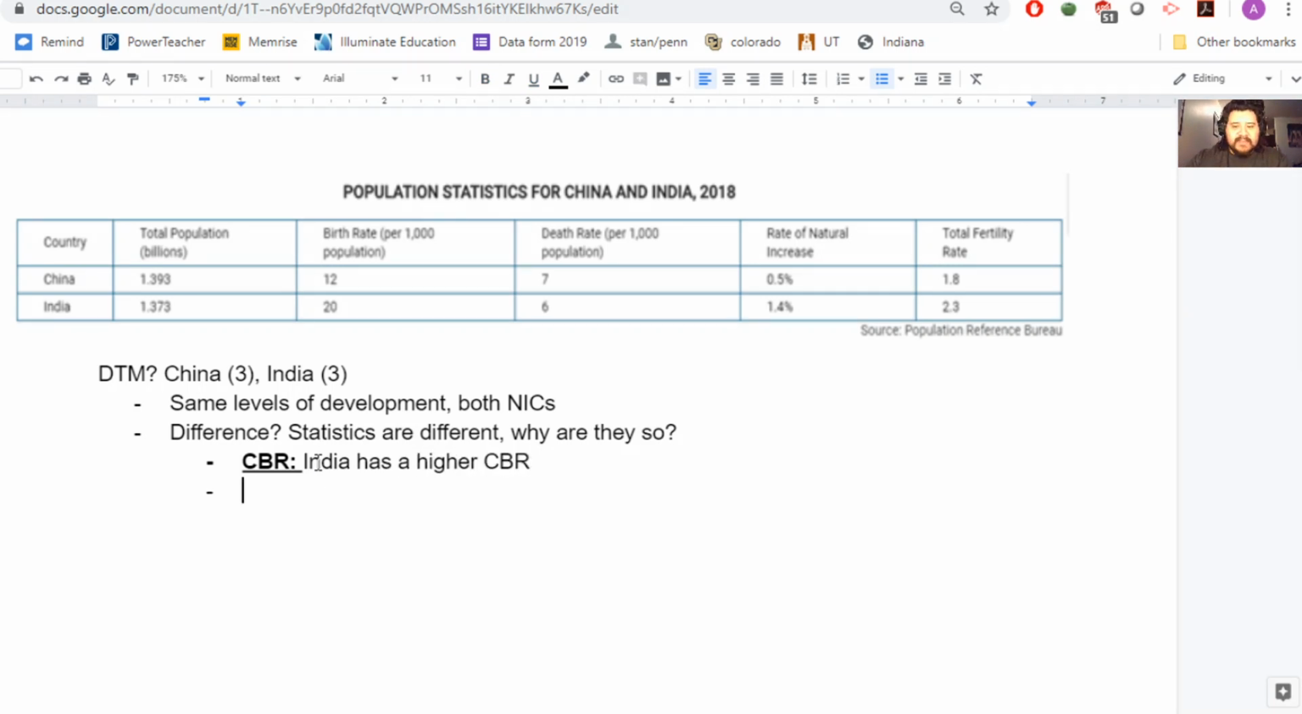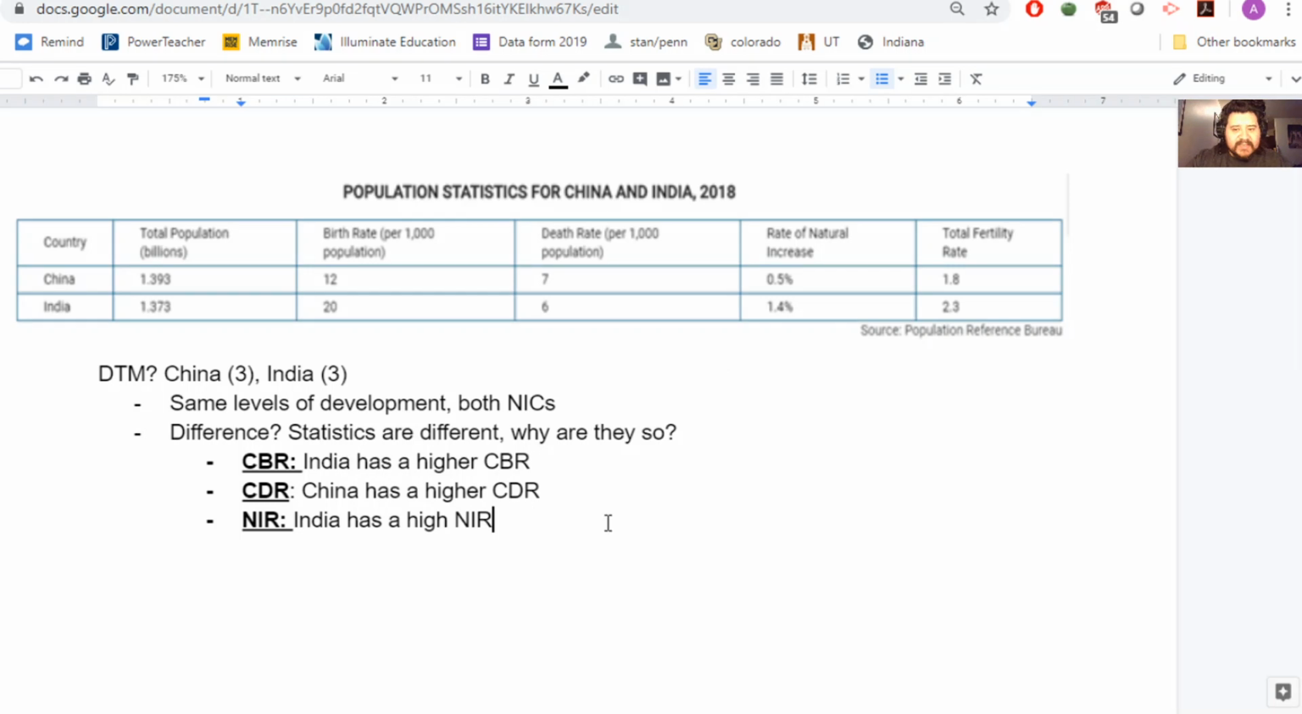Next, I want to think about my death rates, my CDR instead. And for my CDR, China 7 per thousand, India 6 per thousand, right? China has a higher CDR instead, a higher death rate. Lastly, my NIR, my natural increase rate, how fast the population is growing per year. And China has a growth rate of 0.5%. India has a growth rate of 1.4%, right? So India also has a higher NIR.